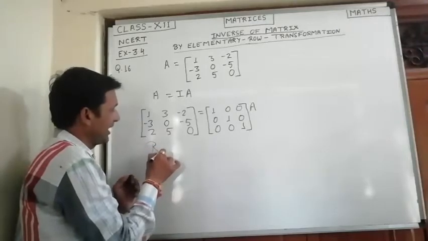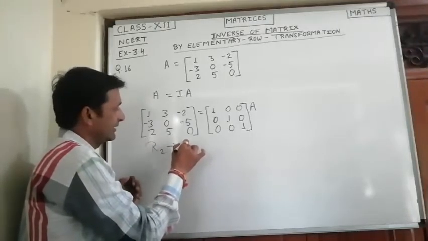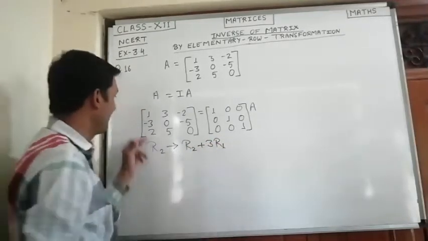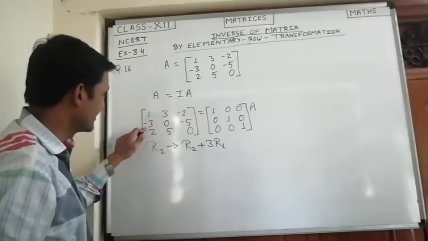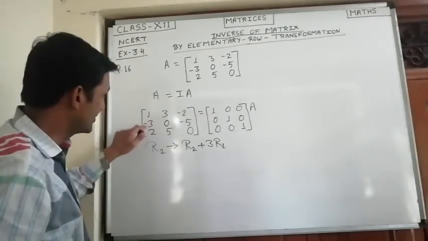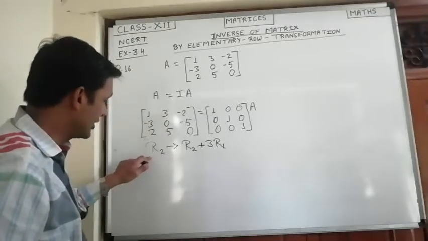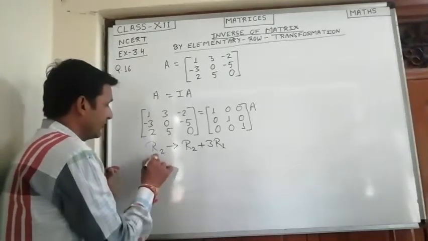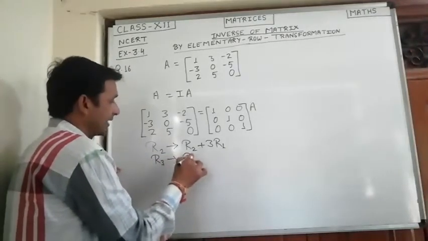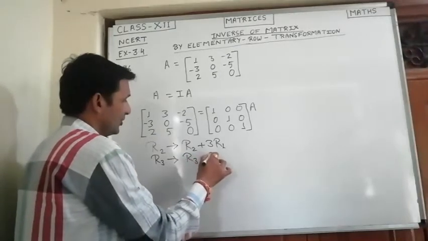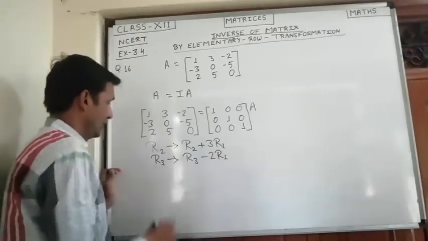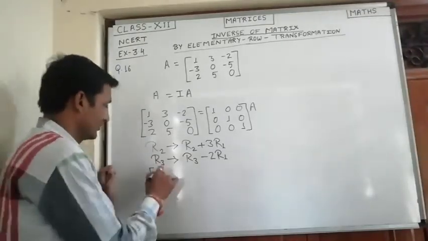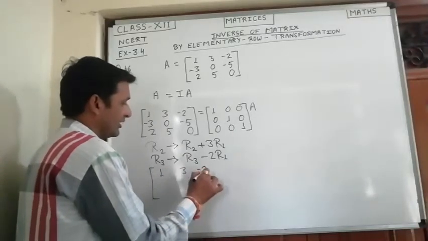apply this property: R2 implies R2 plus 3R1. If we multiply by 3 and then add this term to it, then this term will become 0. And here we have to apply it in R2, so we will have to start from R2 only. Now in R3 we are applying R3 minus 2R1. So we are applying in R2 and R3, so row 1 is as it is. So 1, 3, minus 2 we have written as it is.